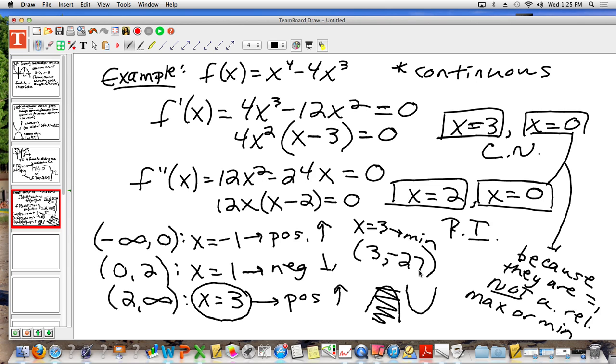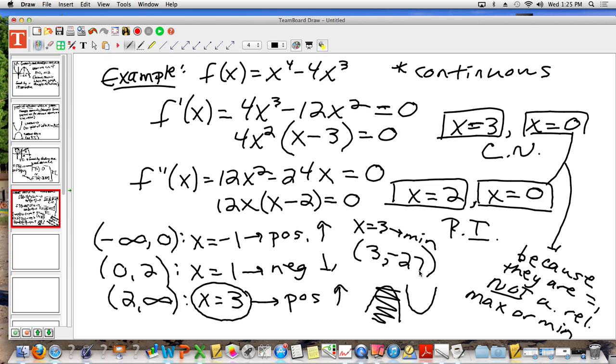What if it was 2? Well, it can't be 2, because 2 is a point of inflection. So 2 is where the graph is switching, so it can't be a relative max or a relative min.